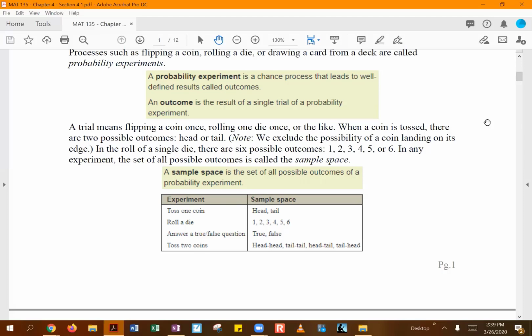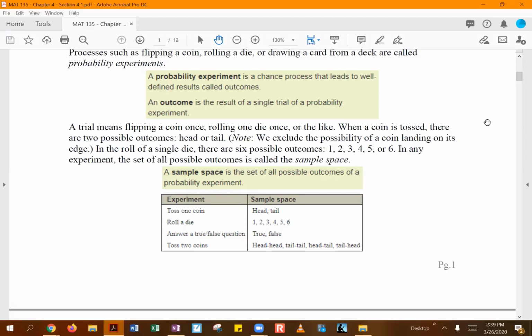You can see in this little box here, we've got our experiment and what its sample space would look like. If you're just tossing a coin, like we said, we're only looking at 2 possibilities here. You can have either the head or the tail. So those would be 2 outcomes.